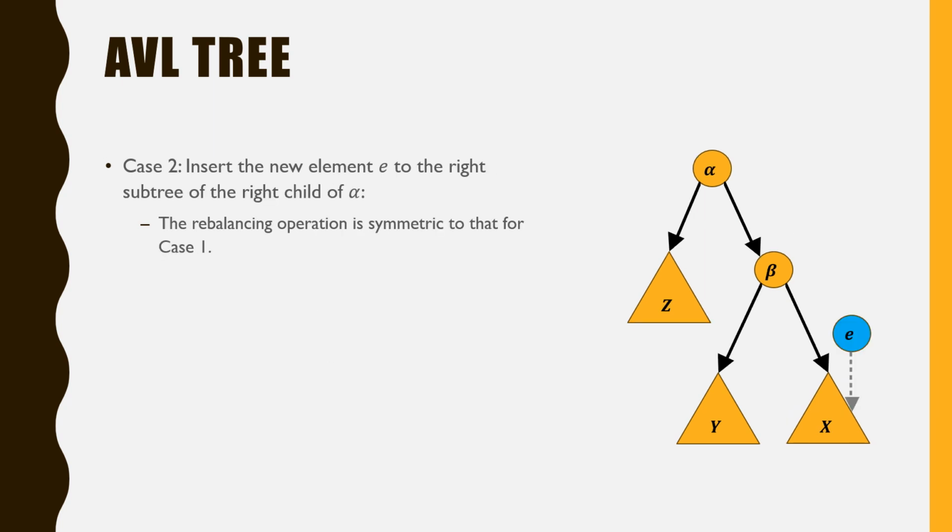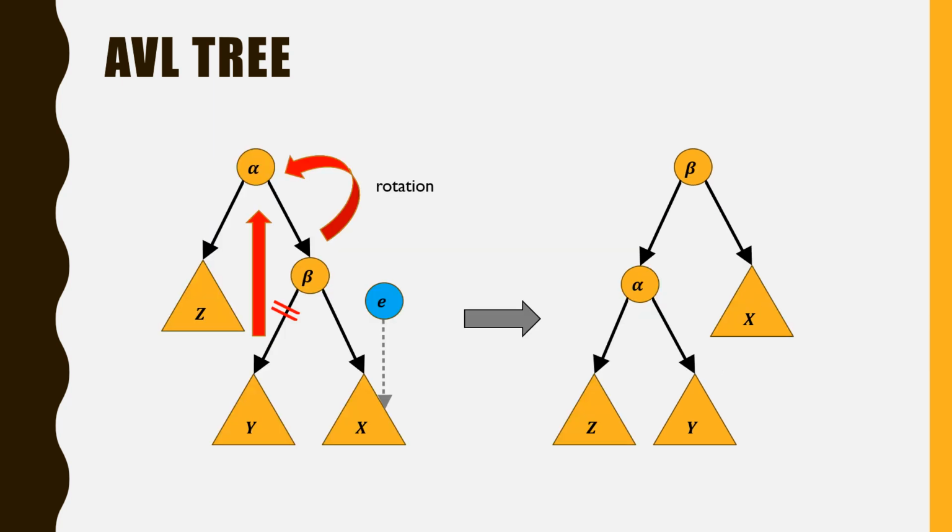Next, let's consider case 2, where we insert a new element E into the right subtree of the right child of alpha. Note that this case is symmetric to case 1. Hence, we perform an anti-clockwise rotation to rebalance the tree. After the rotation, beta becomes the new parent of alpha, and y is reassigned as the right subtree of alpha. Subtree z remains the left subtree of alpha, and x remains the right subtree of beta.